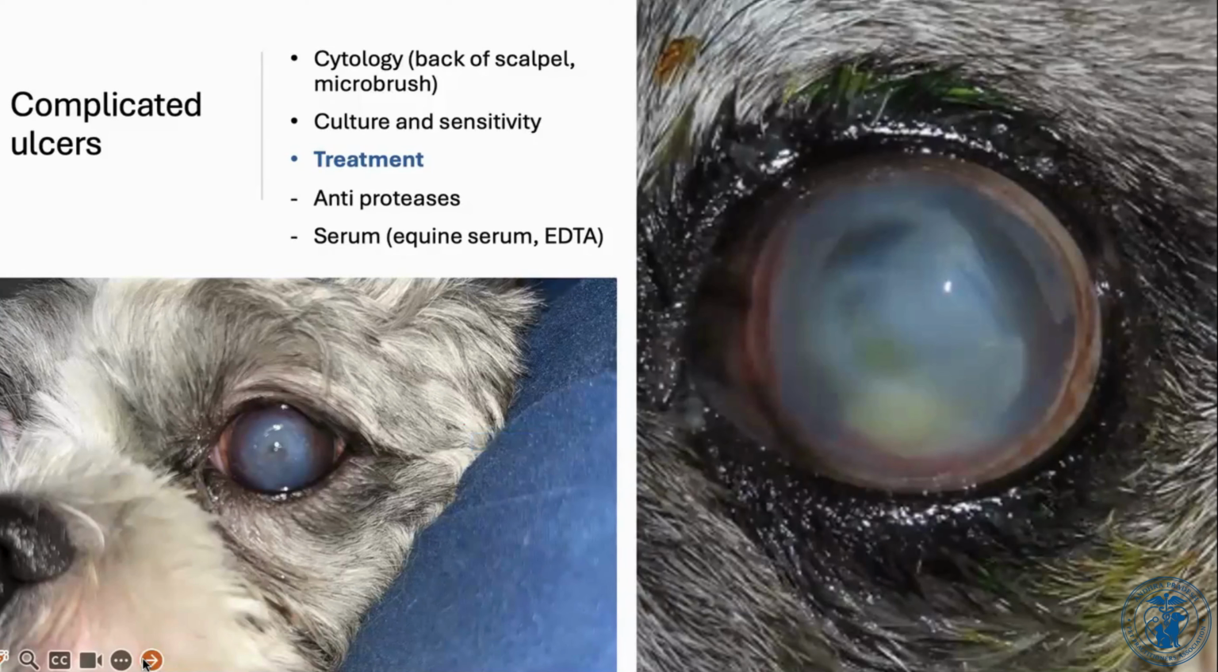So treatment involves antiproteases. Antiproteases like EDTA or N-acetylcysteine drops, serum like equine serum can be used, or autologous serum also can be used.